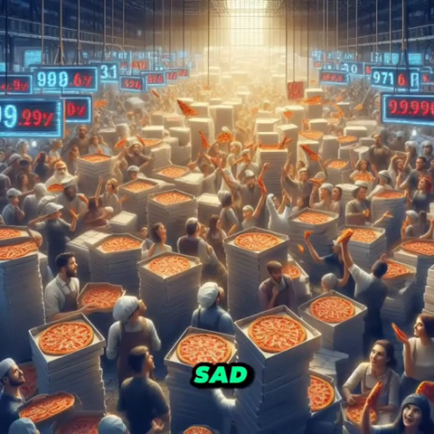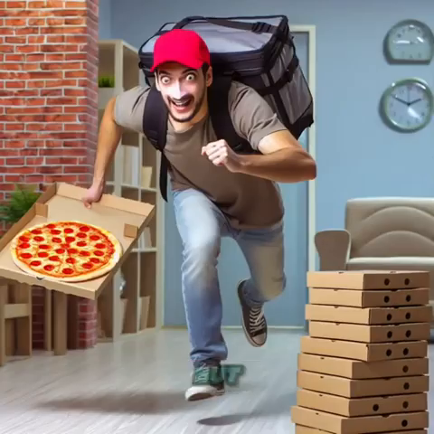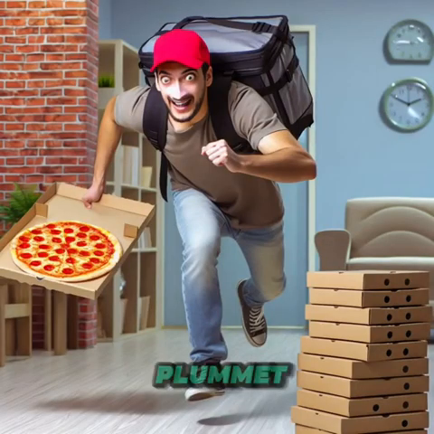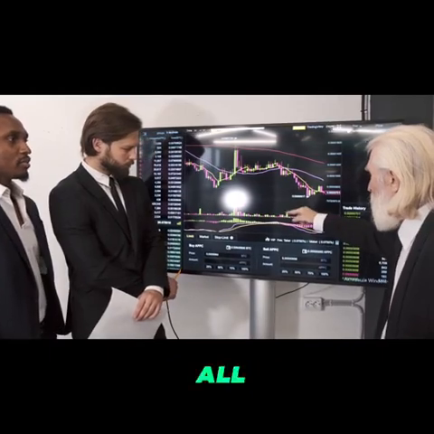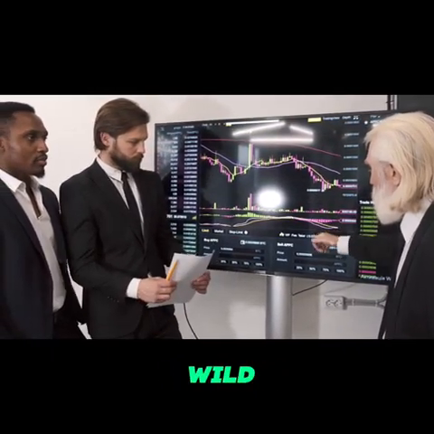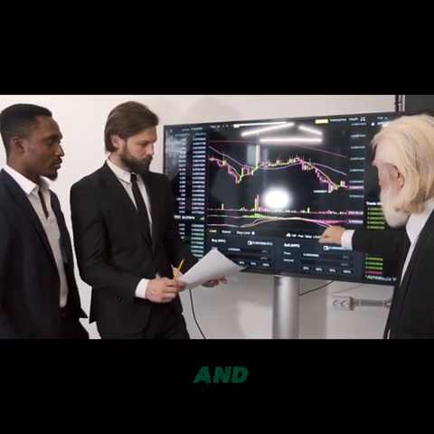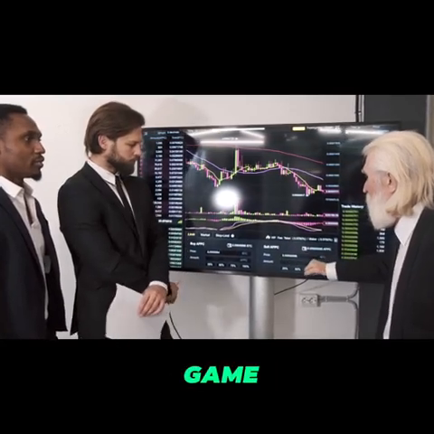They're like the sad leftovers nobody's interested in. Sellers hang around there hoping against hope to find someone willing to take those unwanted slices off their hands. But with so few takers, prices plummet faster than a pizza delivery guy racing against the clock. So whether you're trading pizzas or stocks, just remember, it's all about keeping an eye on those supply and demand zones. Because in the wild world of trading, knowing when to buy low and sell high is the key to scoring big and staying ahead of the game.